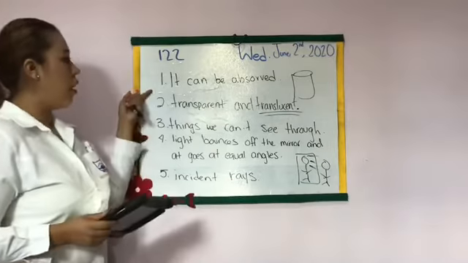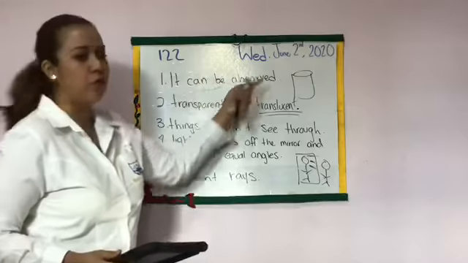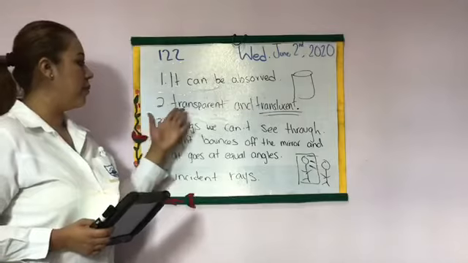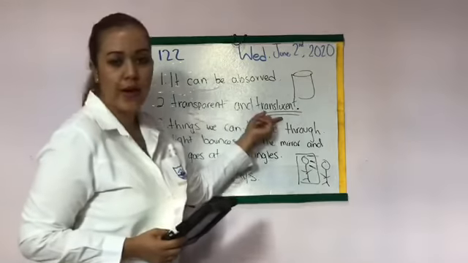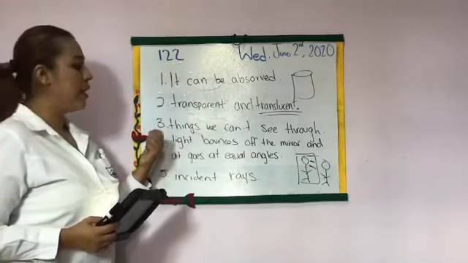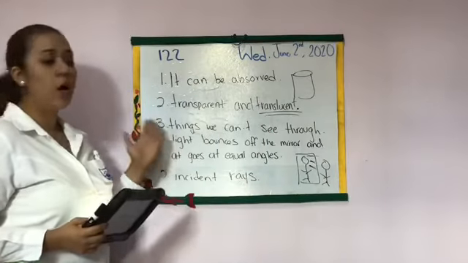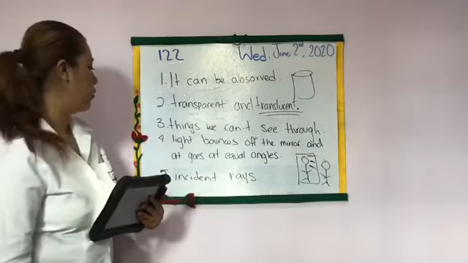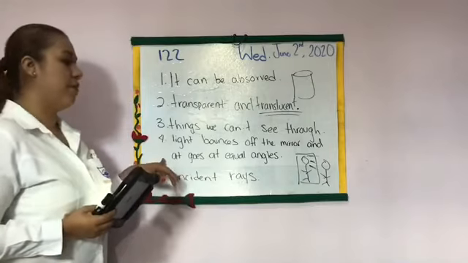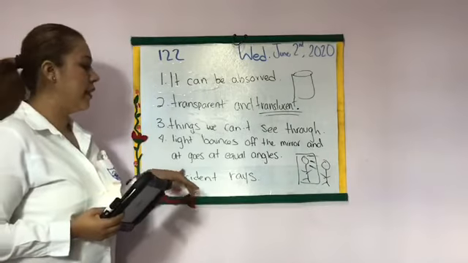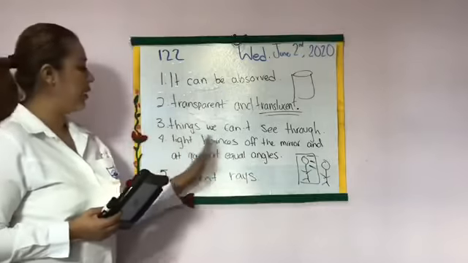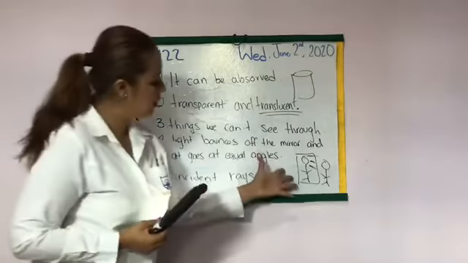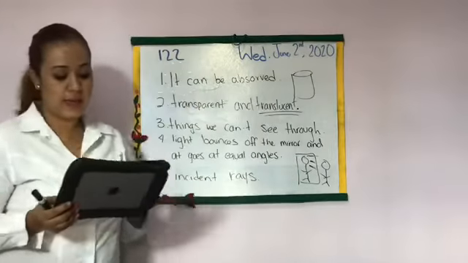Okay, so far we know that light can be absorbed by any object. Light can be seen through a transparent object or a translucent object. Now, things we can't see through are called opaque, and we have here an example of an opaque object. Light bounces off a mirror and goes at equal angles. That is how you guys reflect on a mirror. And incident rays are the rays that get in the mirror so that you guys can reflect easily.